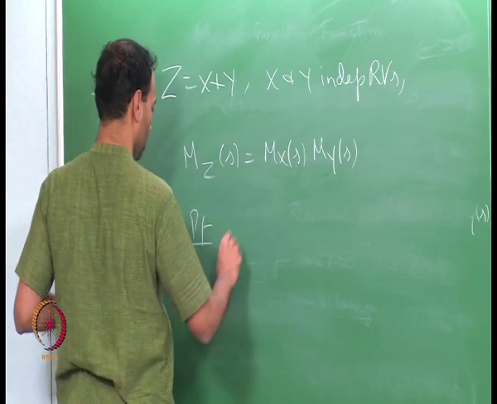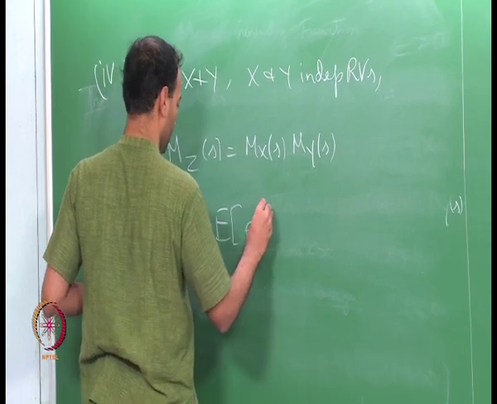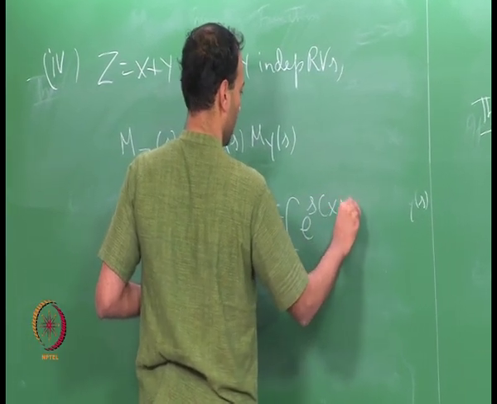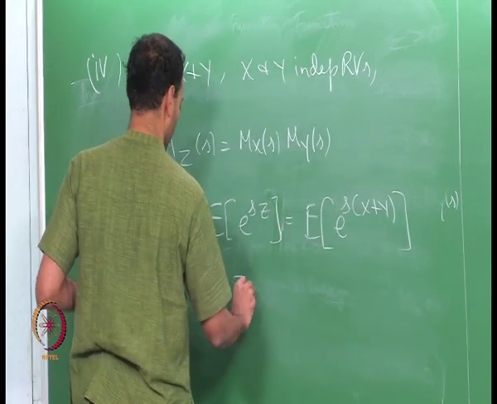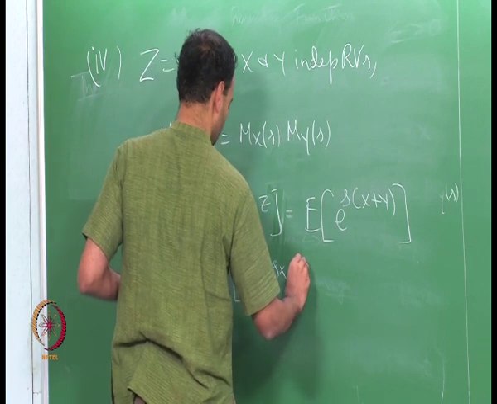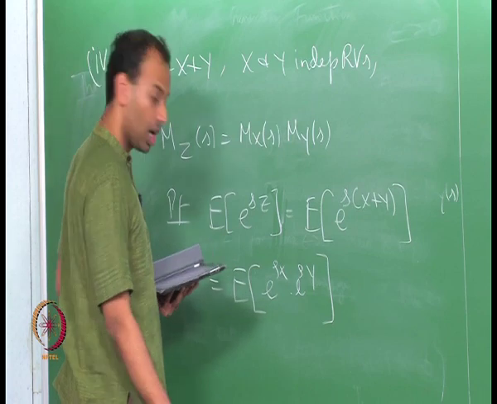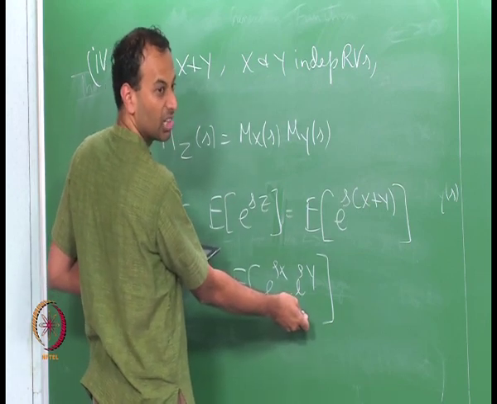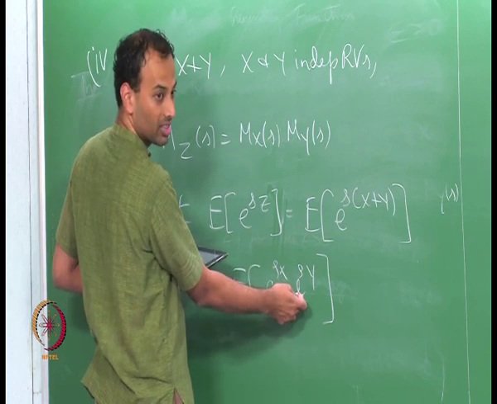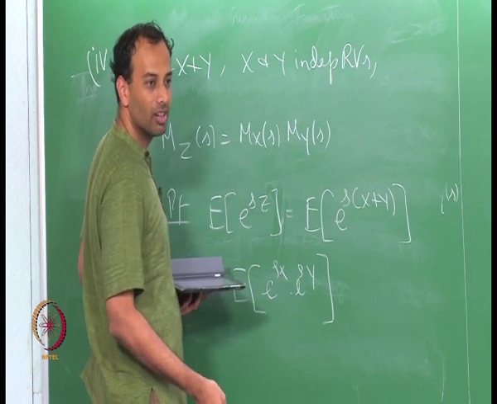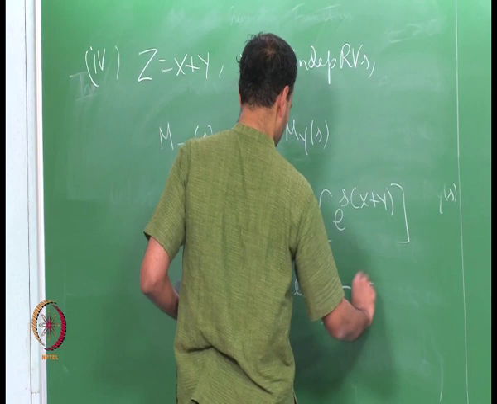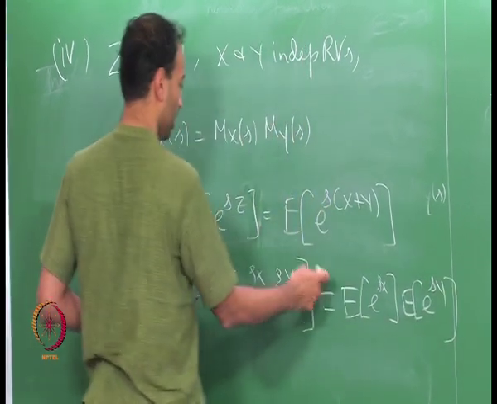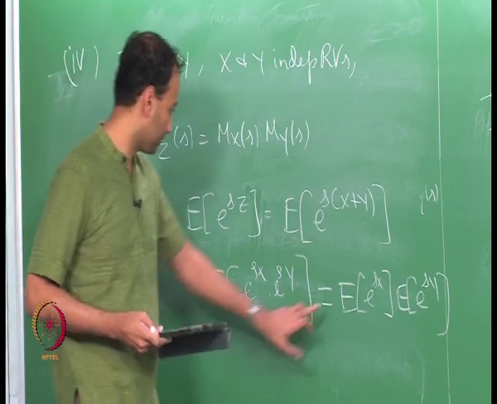and this is because the expectation of e power s z is equal to the expectation of e power s times (x plus y), that is equal to the expectation of e power s x times e power s y. Now, you know that x and y are independent, therefore any functions of x and y are independent, and therefore e power s x and e power s y are independent, and independent random variables are uncorrelated. So this will become the expectation of e power s x times the expectation of e power s y. Here is where you are using independence.